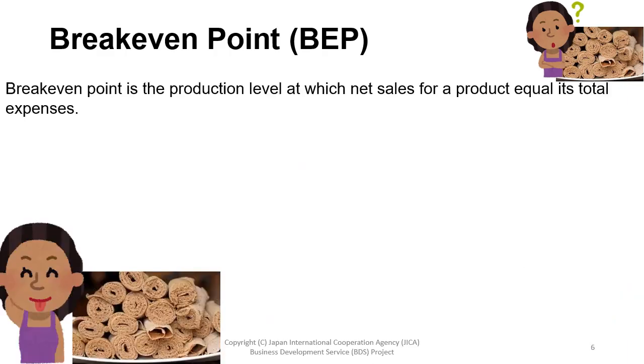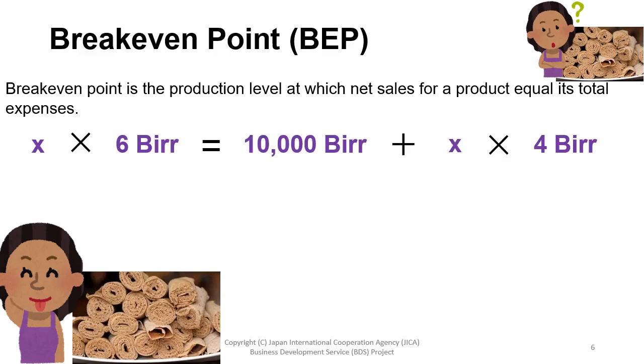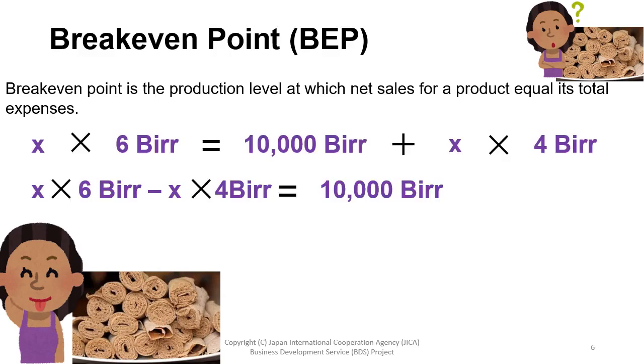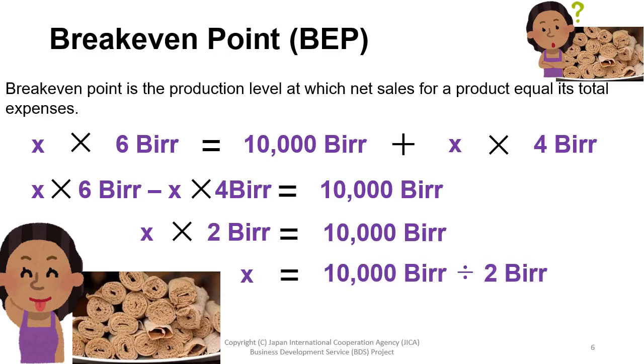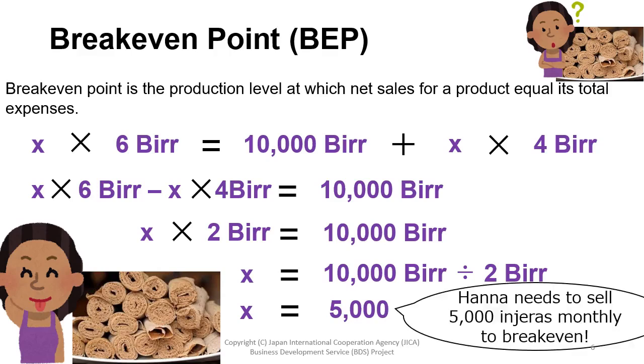What was your answer? This is where you should start off. Then, you should bring the x times 4 birr to the left side of the equation, which will give you x times 2 birr. Then, you divide 10,000 birr with 2 birr and you get 5,000, which means Hannah's break-even point is 5,000 injeras. She needs to sell more than 5,000 injeras to yield profit. Her goal is to sell more than 5,000 injeras.